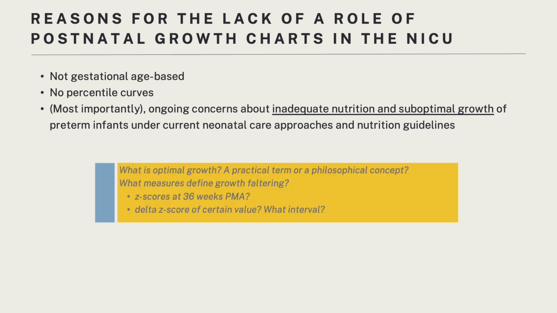However, we have not reached consensus on how to use the intrauterine growth charts to assess growth faltering either. The use of the z-score at 36 weeks postmenstrual age and the use of the delta z-score of -0.8 may not be appropriate. Growth velocity is probably still the gold standard.